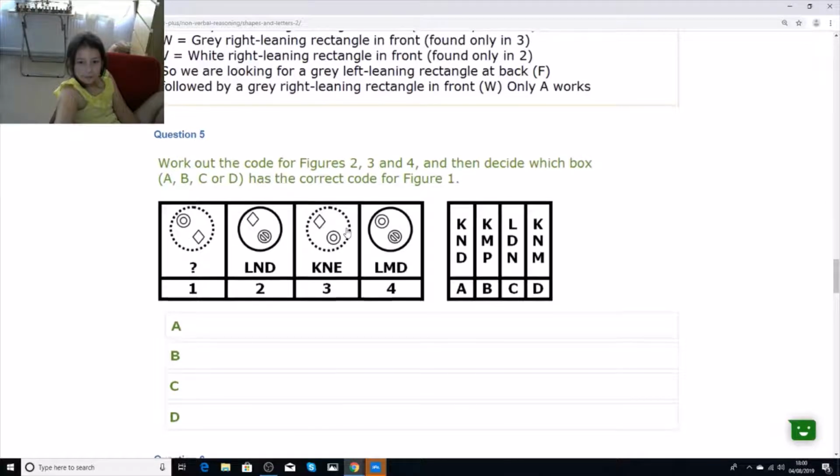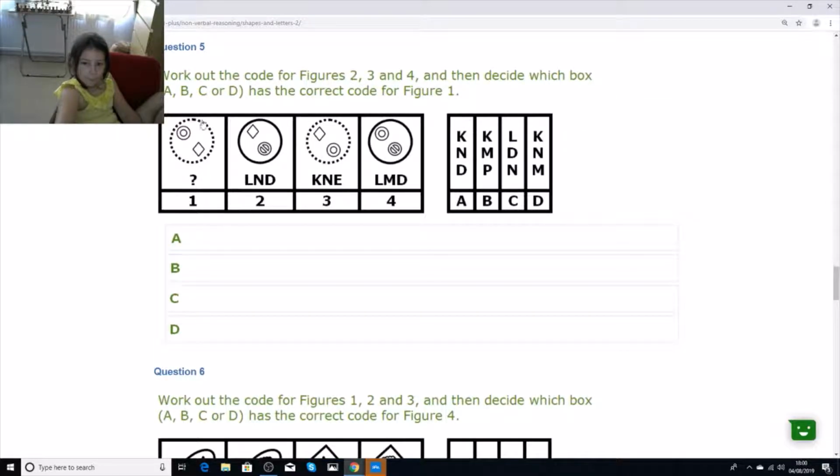Question 5. So here we have a circle and 2 shapes inside it.